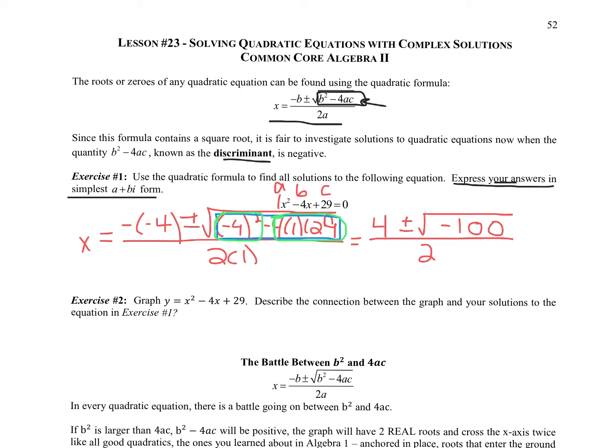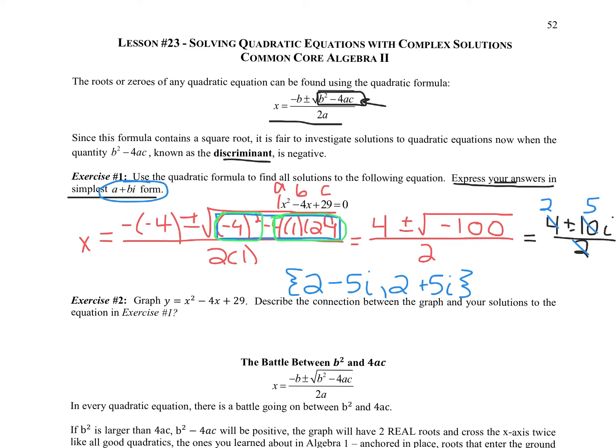Before we would have said that this doesn't have any real solutions, which is still true, but it does have complex ones. So I have 4 plus or minus the square root of negative 100 is 10i over 2. And then we can simplify it. And we get 2 plus or minus 5i. So this is going to be 2 minus 5i and 2 plus 5i. And there, as promised, are our answers in simplest a plus bi form.